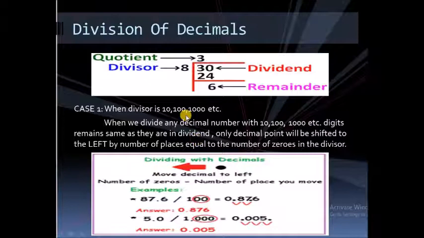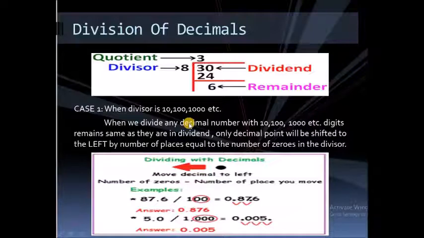This is a case that we have already studied in multiplication. Now in division we are studying this case again, but as you must know, in case of multiplication, whenever you multiply any decimal number by 10, 100, 1000 and so on, our decimal point is shifted to the right side. In case of division, our decimal point will shift to the left side. This is the only difference between these two cases.